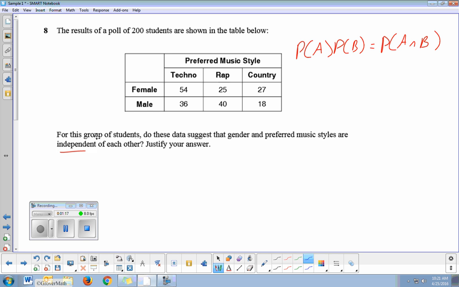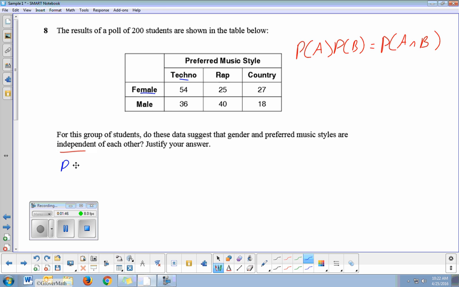Now, are gender and preferred music independent? Well, what we can do is look at one example here, like female and techno. If they're not independent, then the answer is no. If they are independent, then we probably need to look at all the other scenarios: female rap, female country, male techno, male rap, male country. And if everything comes out equal, then gender and preferred music styles are independent. But let's look at our first example here.